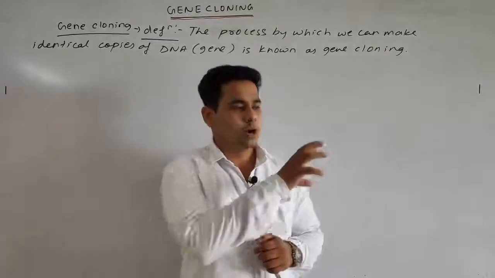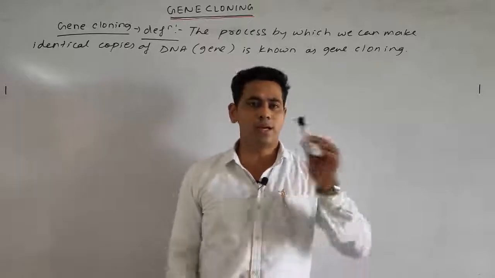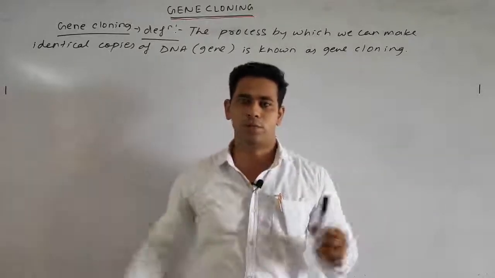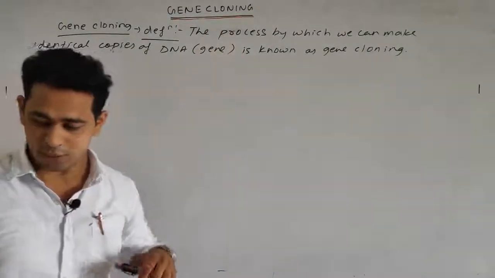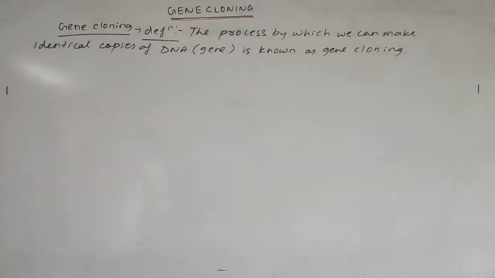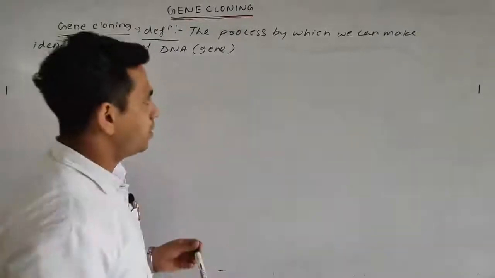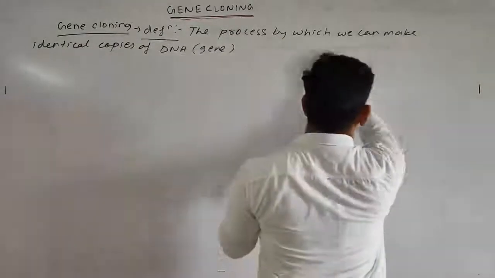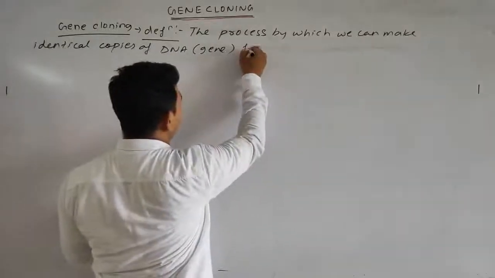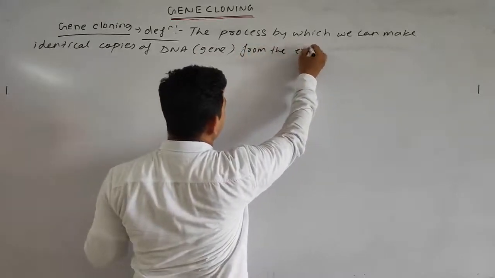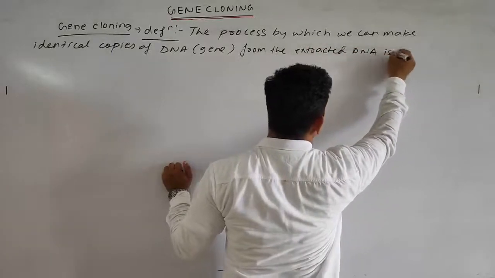First we will extract the desired DNA. After that we will do the cloning, so that from one DNA or gene we can make millions of copies of DNA or gene. Here you can also add one point: from the extracted DNA is known as gene cloning.